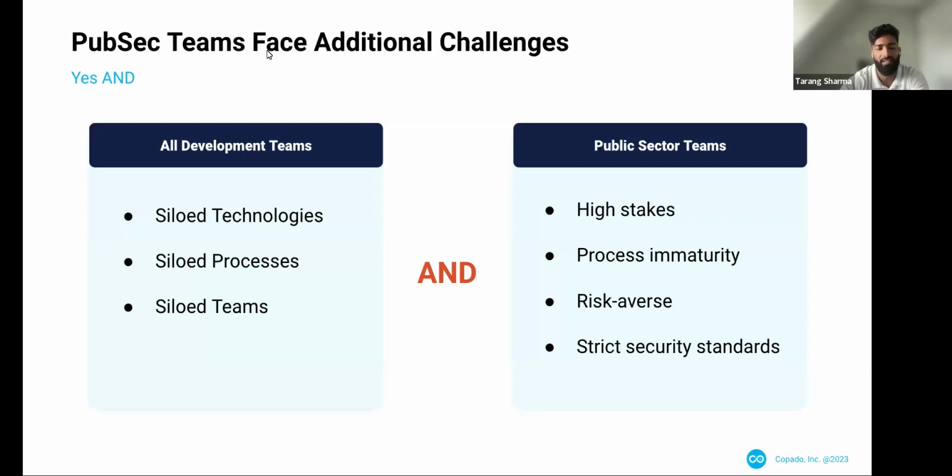So the first is higher stakes, right? The byproduct of citizens not being able to accomplish what they need to has consequences, right?